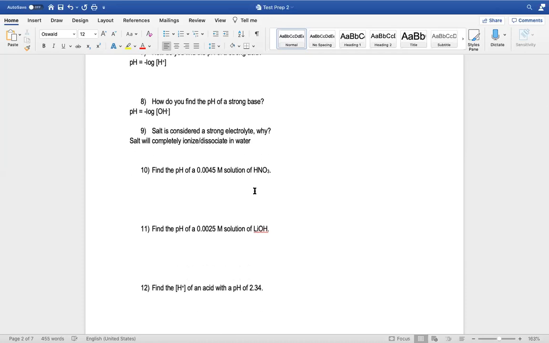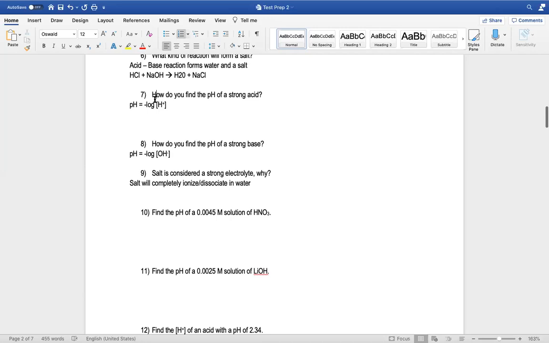Find the pH of a 0.0045 molar solution of HNO3. I think you just use this right here to solve that. So if one of y'all could solve it real quick. I don't have my calculator with me right now. I'll set it up. pH is equal to negative log of 0.0045, which is equal to, anyone got it? 2.35.